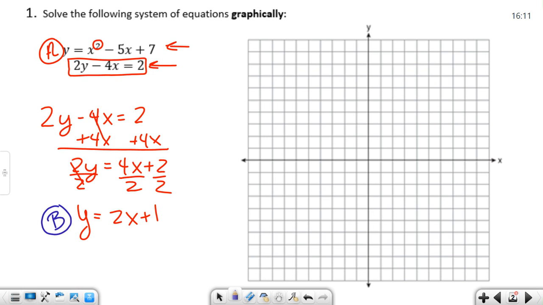Just for simplicity, I'm going to start by graphing the linear equation, because it's a little simpler than graphing the quadratic. This line has a y-intercept of 1, so I'm going to go to my graph and start with that y-intercept of 1. It has a slope of 2, that's up 2 over 1. I'm going to continue that pattern until I get as many points as possible on the graph.